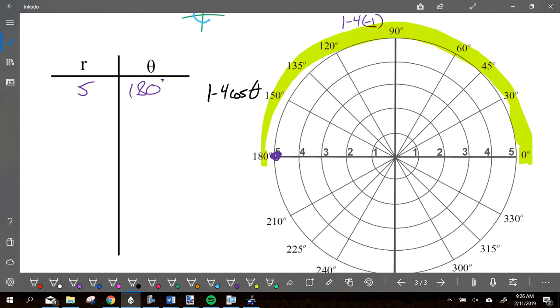150 degrees. Do we want to do cosine at 150? Nah, it's radical 3. I don't want to deal with that. 135? No, radical 2. 120? Sure, at 120, cosine is -1/2. And so at 120 degrees, what is my radius going to be? 1 plus 2, it would be 3. So graph 3 more dots there on the top half of that unit circle.